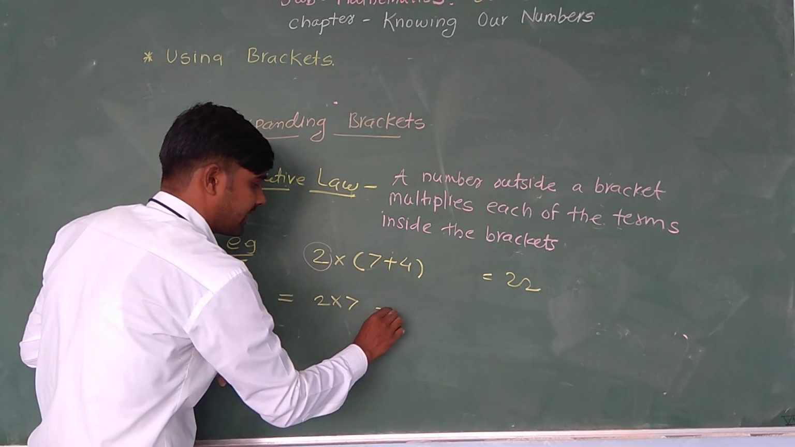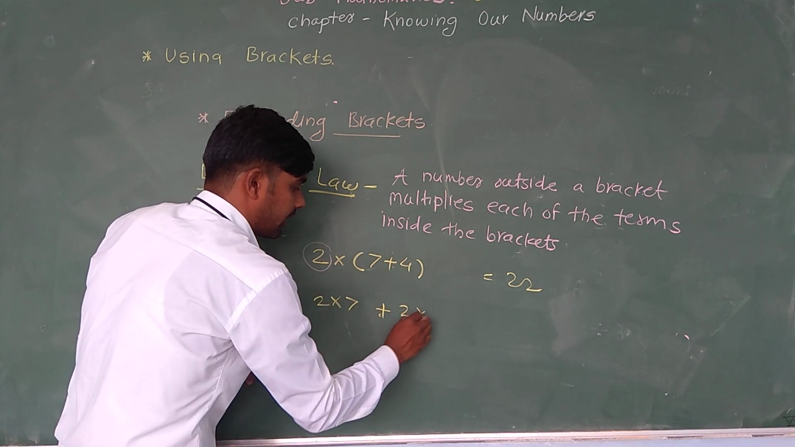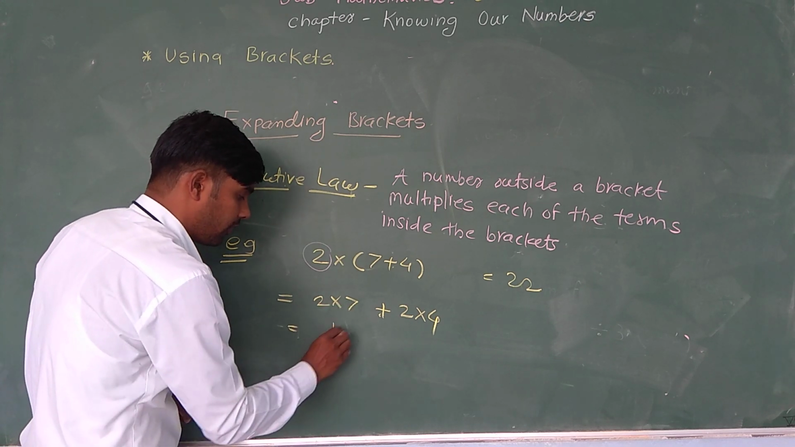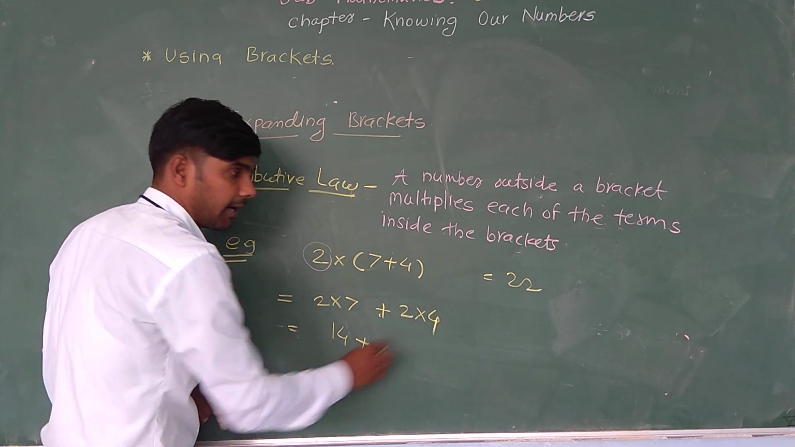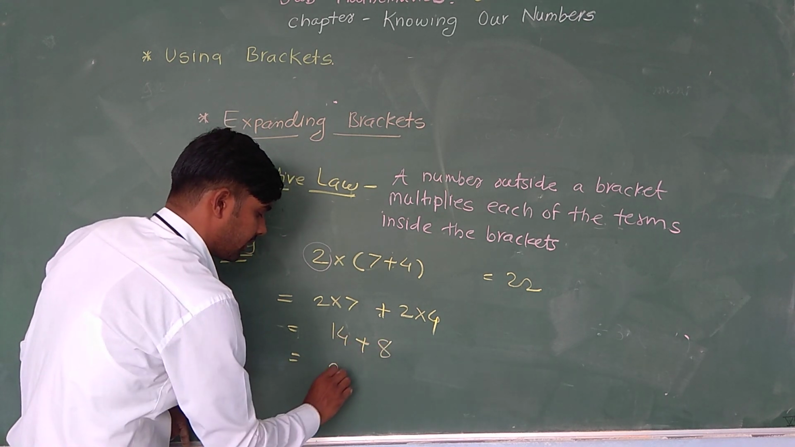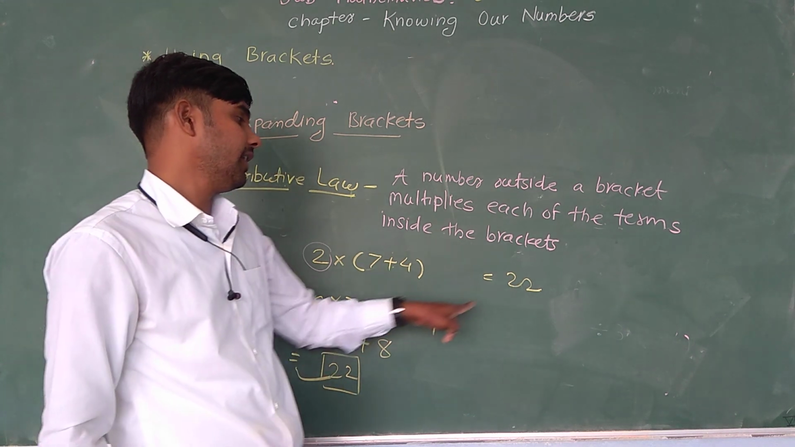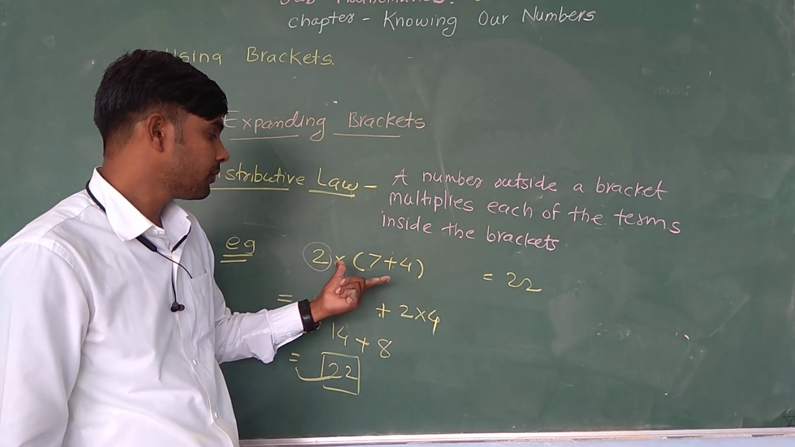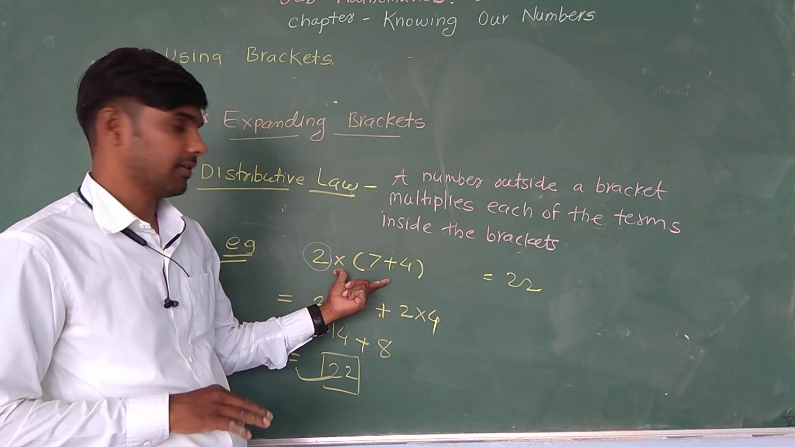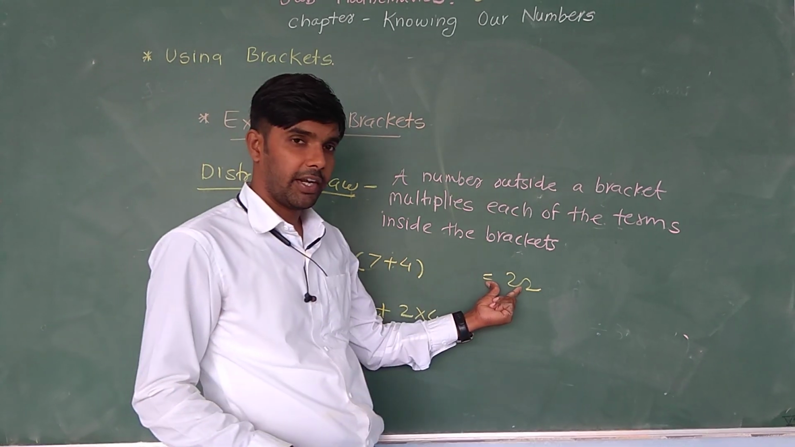And plus, as it is, again 2 multiplied by 4. So 2 multiplied by 7 is 14, plus 2 multiplied by 4 is 8. Again 14 plus 8 is equal to 22. So this is your answer, 22. Again, find the answer according to simplification: 4 plus 7 is 11, 11 into 2 is equal to 22.